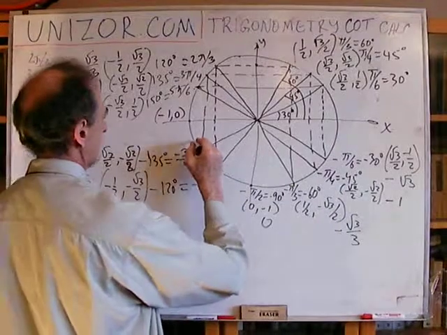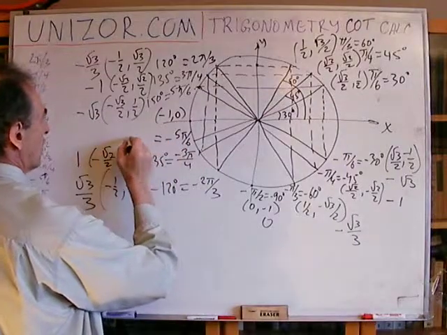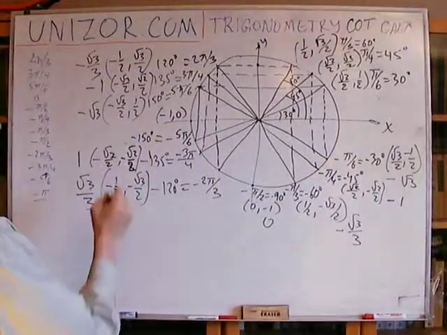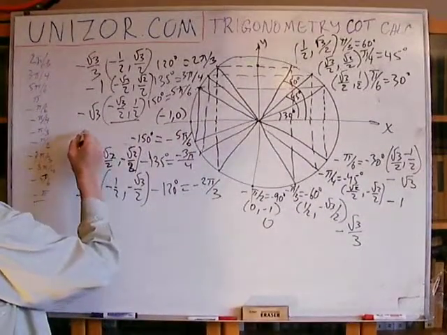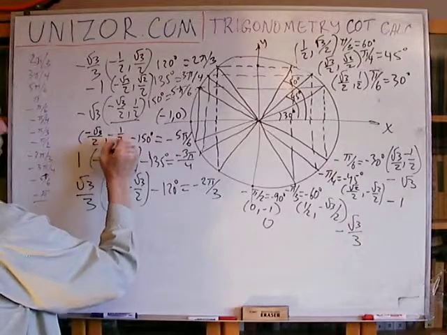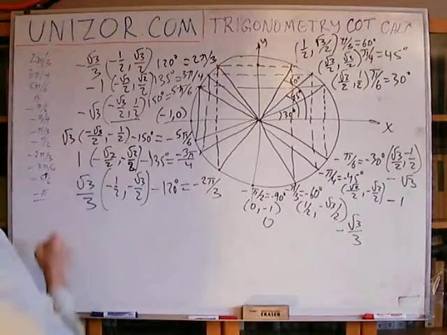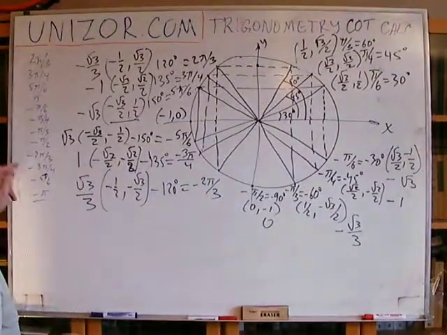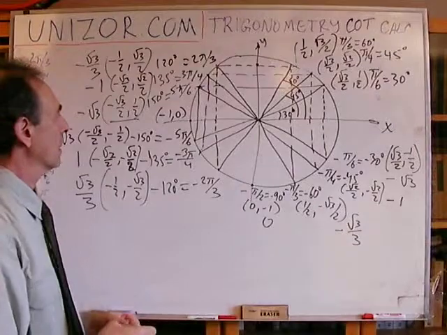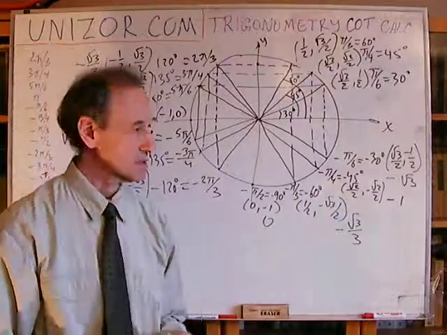Minus 5 pi over 6, which is minus 150 degrees, symmetrical to plus 150 degrees. So I will take these guys and retain minus square root of 3 over 2 abscissa, change ordinate to an opposite, divide one by another, and I will have square root of 3. That's the cotangent. And the last one, minus pi, which is this point, and that's the same thing as plus pi, and since we cannot divide by zero, its cotangent is undefined.